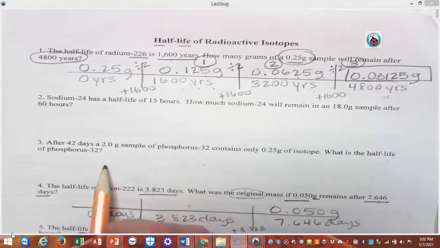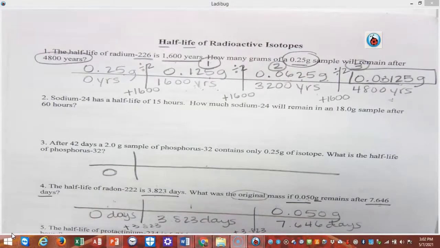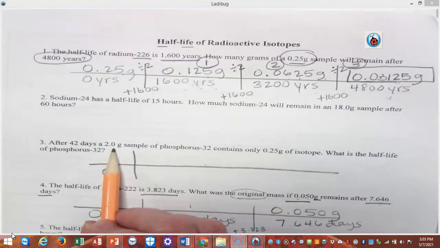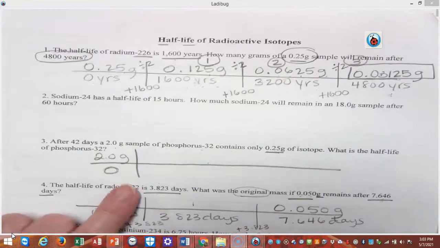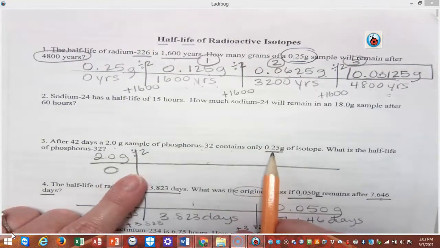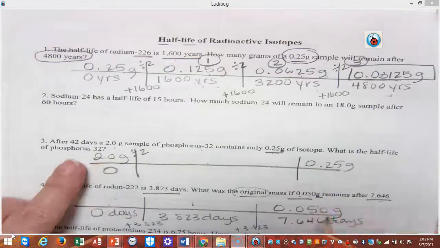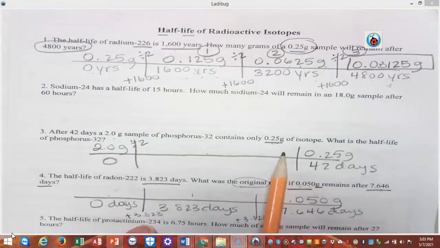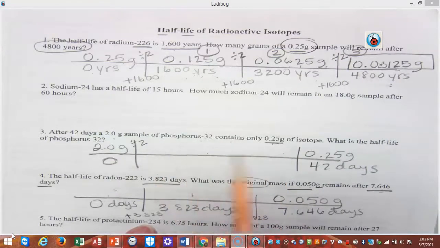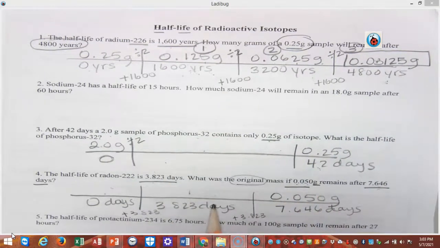If I'm solving for the half-life, right, I'm always going to have 0 here. It says after 42 days, a 2-gram sample of phosphorus-32 contains only 0.25 grams. So I know I've got 2 grams, and I'm going to keep splitting it in half until I get to 0.25. Okay? So that means out at the end, I've got 0.25 after 42 days. Alright, so keep cutting it in half, and then you figure out how many times you cut it in half, and then you divide. So if I cut it in half 3 times, I would do 42 divided by 3, and that would go there. Okay, if you have any questions about that, let me know.